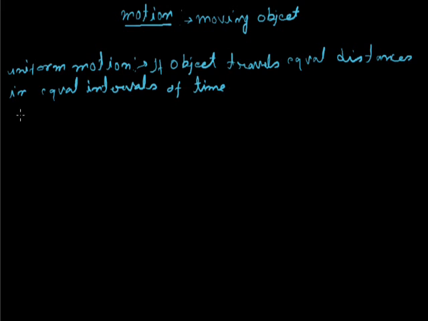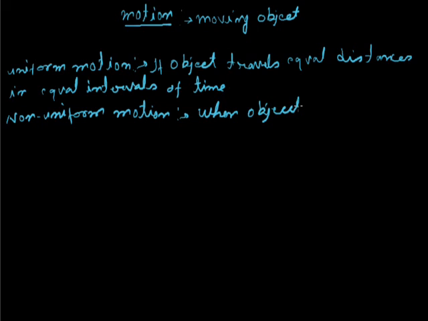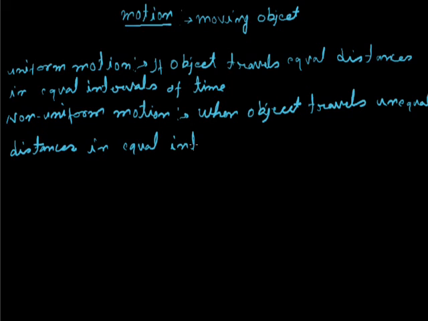Similarly, non-uniform motion is when an object travels unequal distances in equal intervals of time.